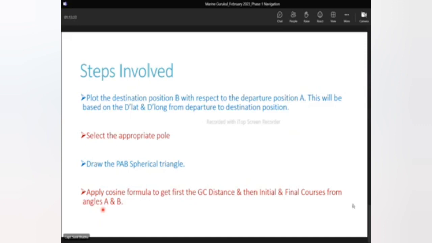Go ahead, beta. So can you just repeat that part when you said when both the positions are in different hemispheres? Okay. Beta, when both the positions are in different hemispheres, you select the pole which has the higher latitude. The position having the higher latitude, you pick up that particular pole to make your PAB triangle.